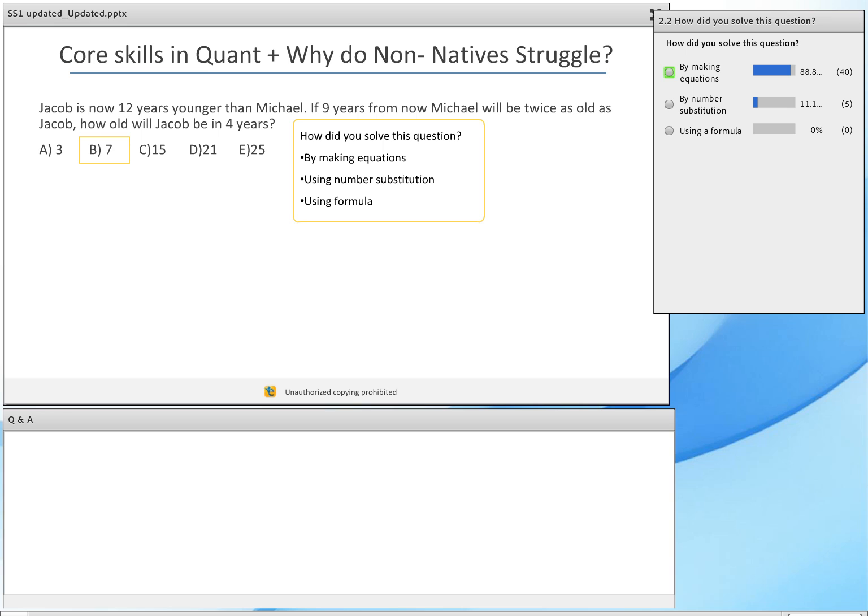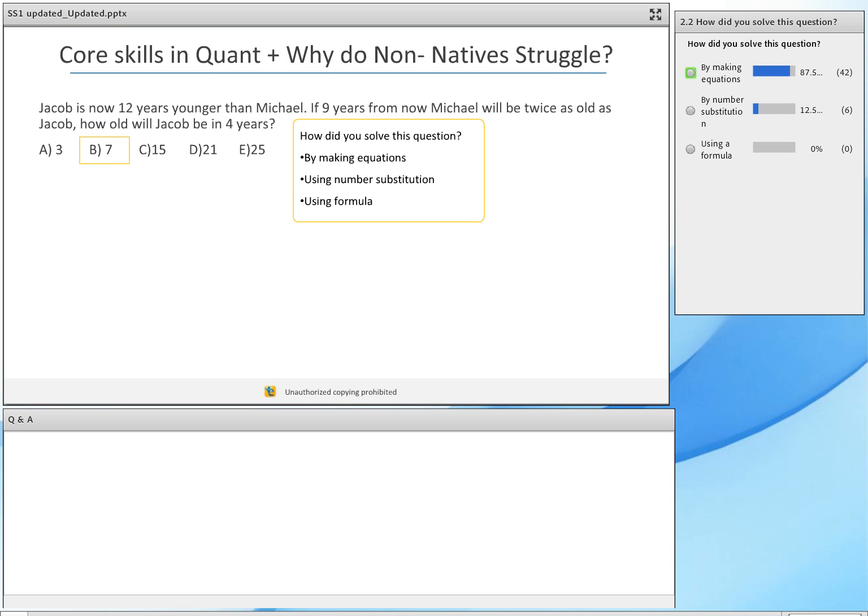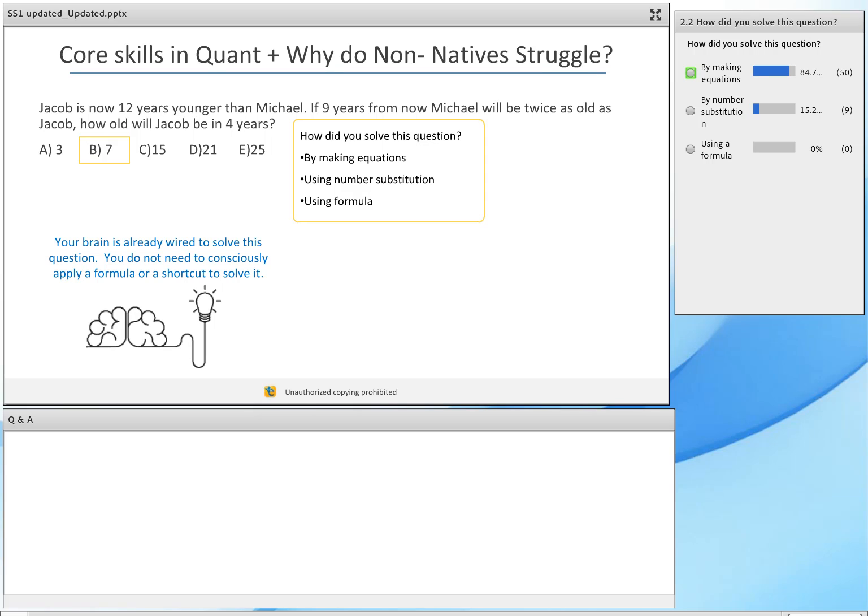Let's get a few more responses. How did you solve this question? All right. 3, 2, and 1. 85% of you solved this question by making equations. Now, mathematically, I can prove to you that number substitutions are a slightly more efficient way than making equations.